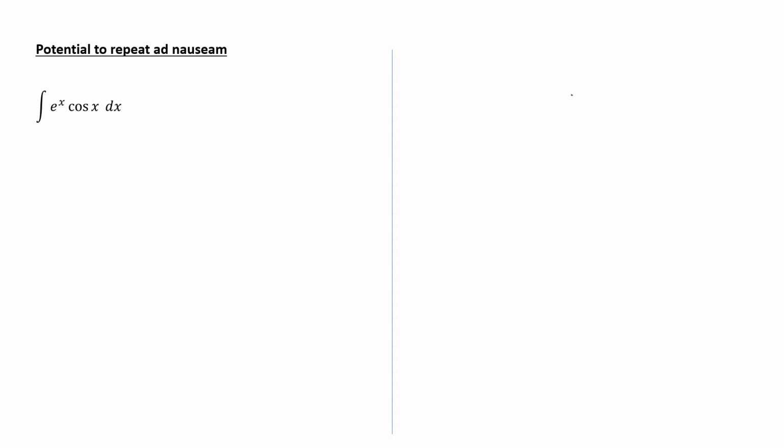Integral of e to the x cos x. Now in this particular case, I can differentiate e to the x and I can also integrate it. I can differentiate cos x, and I can also integrate it. So it doesn't matter which one I choose to differentiate and which one I choose to integrate, because neither of them becomes any easier when I do one or the other.